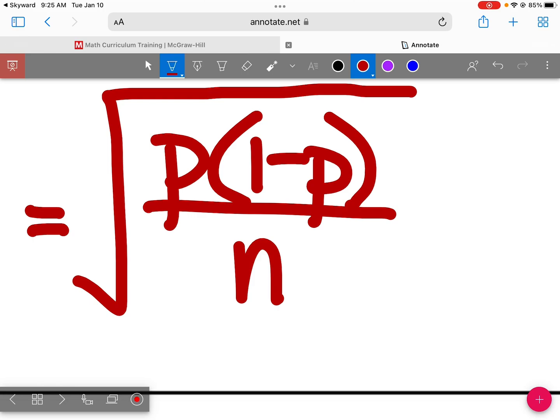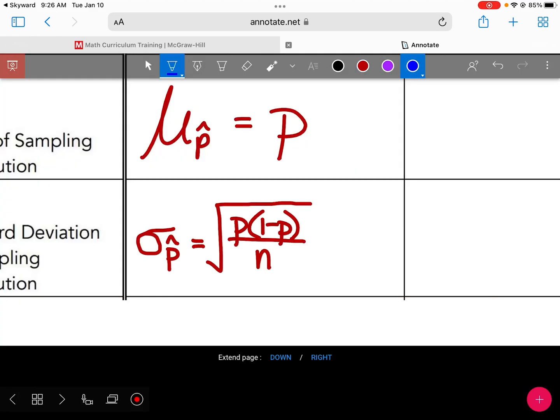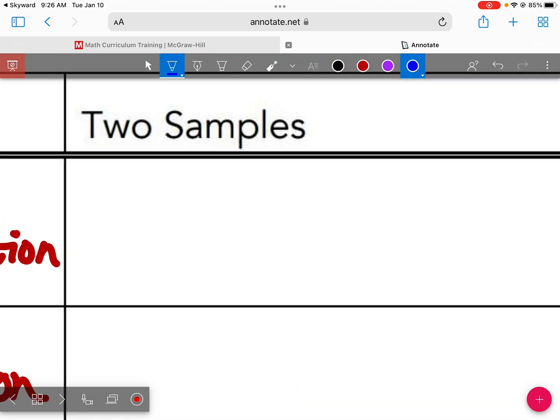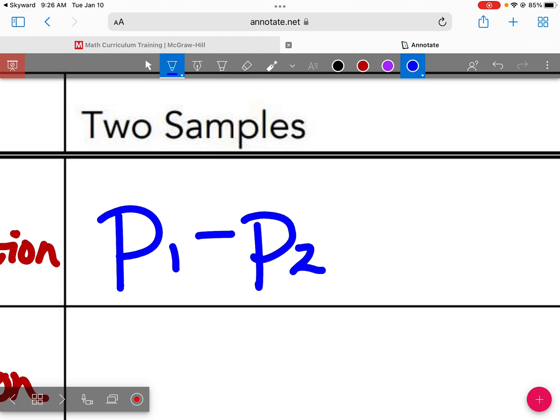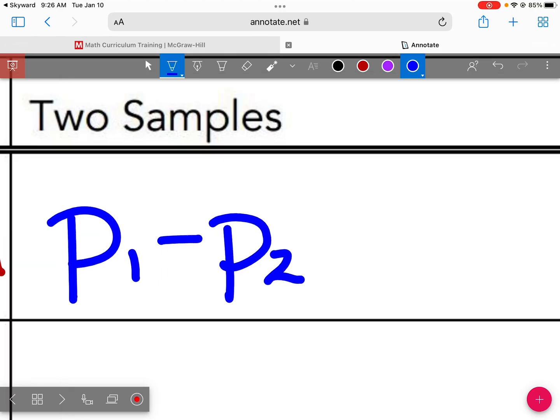Before we do the bottom part of this, because I want to compare and contrast here, things that are the same, things that are different. This is if I have one sample. What about if I have 2 samples? What is my parameter if I have 2 samples? P1 minus P2. This is the true difference in proportions.